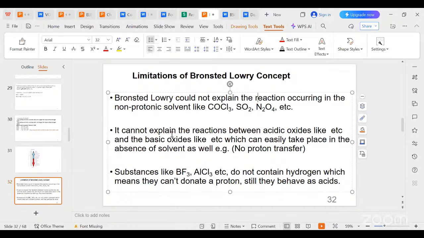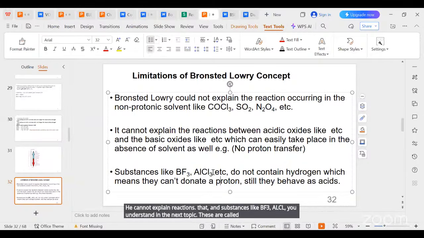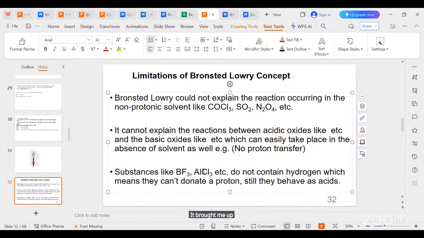It cannot explain reactions between acidic oxide and basic oxide. It cannot explain reactions of substances like BF3, AlCl3. These you will understand in the next topic. These are called Lewis acids. But let me not jump my slides. It cannot explain substances like boron fluoride and aluminum chloride, their acidity and how they are able to accept electrons. It cannot account for it.